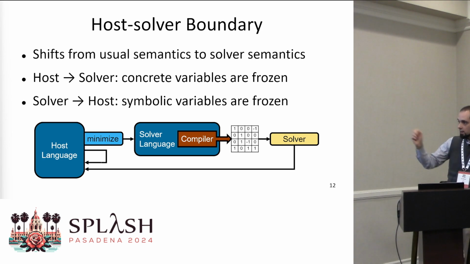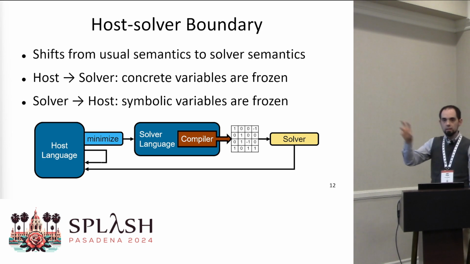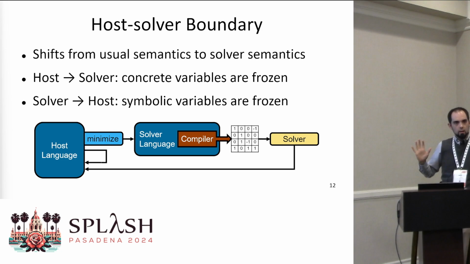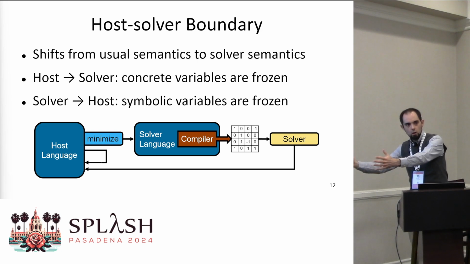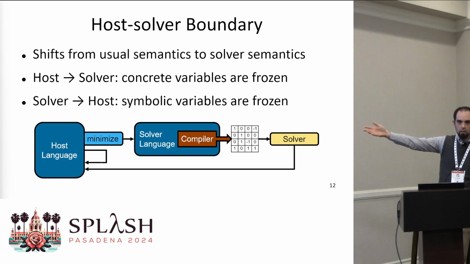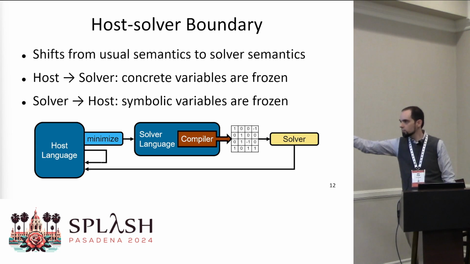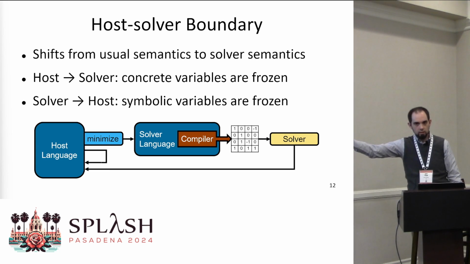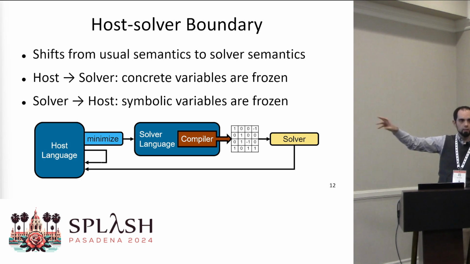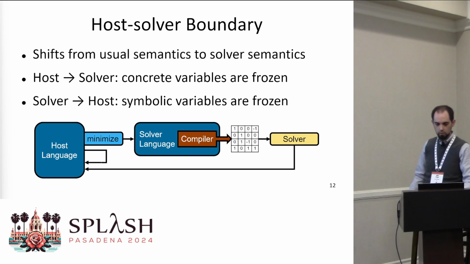And we can see in the little diagram here, the way this works is as you're executing the host language, going on and on, you reach a minimize block. This goes into the solver language, which takes the minimize block into the compiler. It produces the lower level matrix format that it then hands to the solver. When the solver is done, it returns the value back into the host language. Anything other than a minimize block, it just continues on in the host language.